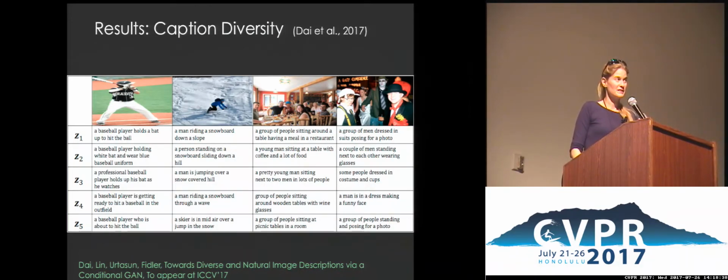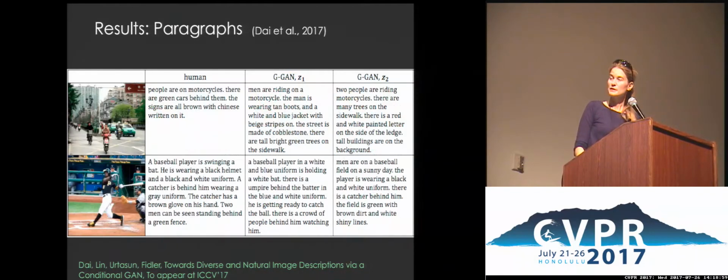Now the Z variable allows you to achieve variability in your captions, because you can sample different samples and it learns different topics for each image. Here, different rows are different samples from the model, and if you read them, they look a little bit more different. You can do it also in paragraphs. This method is not tied to a particular LSTM. You can just have a hierarchical LSTM, and it still works, so it can generate paragraphs.